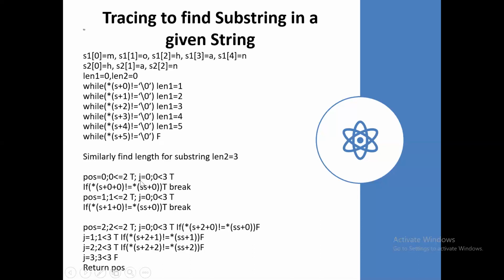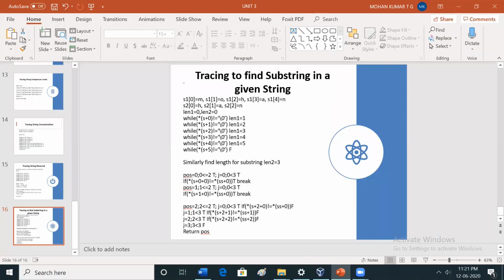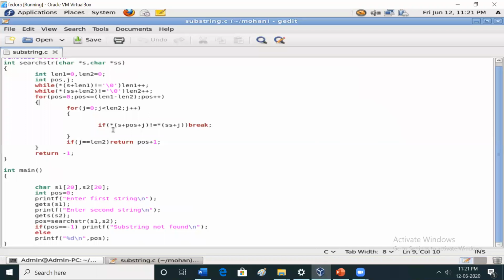Now if this is true, you check with the for loop, where j is assigned 0, starting from the first position of the substring. Your comparison 0 less than length 2, length 2 value is 3, the condition is true. Now you are checking whether the characters of the main string match the characters of the substring: while *(s + position), position value is 0, plus j value. See here once again in the code part, *(s + position + j) equal to 0.